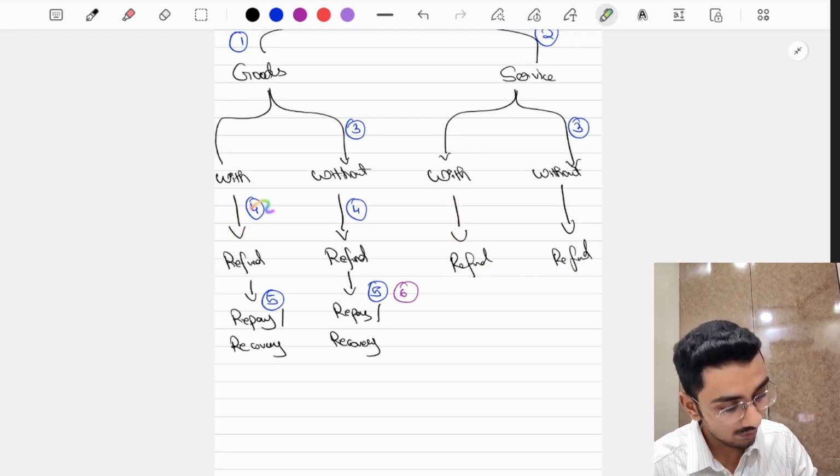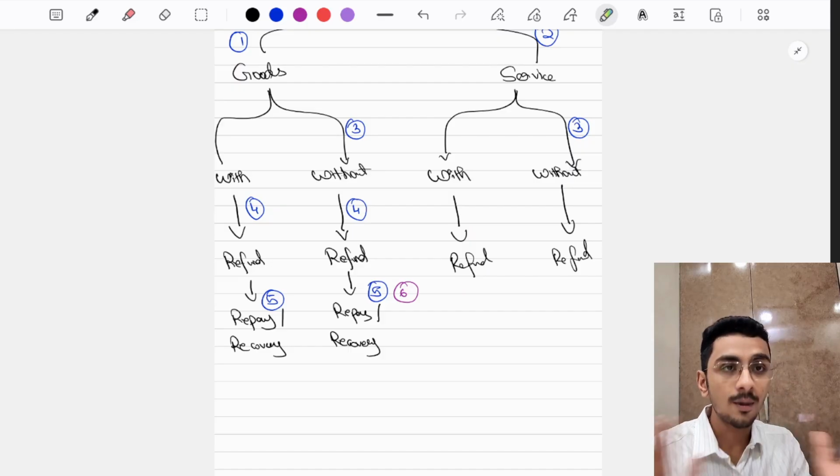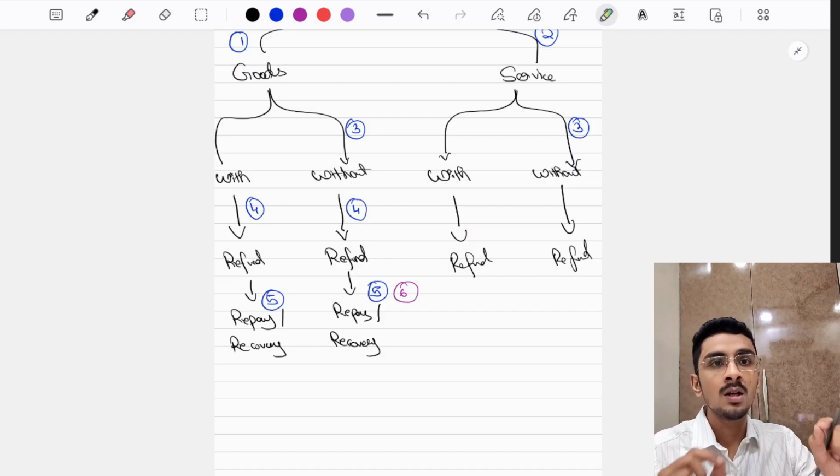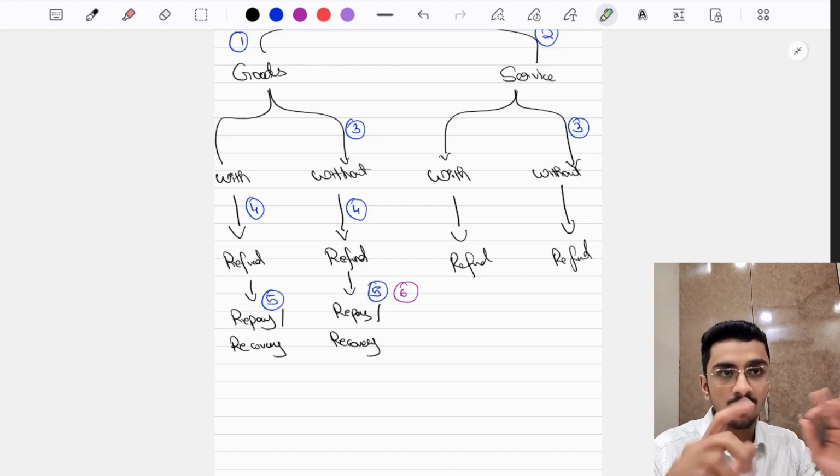For goods, you have to worry about the 4th condition, that is, while exporting the goods, you should not pay export duty. If you have paid, forget refund under GST. If you have not paid, you can go for refund.